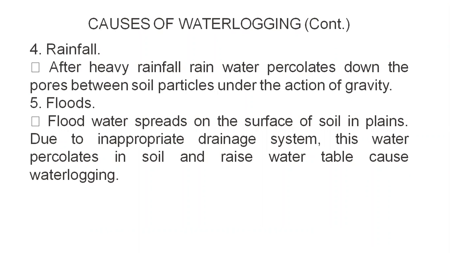Fourth cause is rainfall. You all know that after heavy rainfall, when there is no capacity for the water to be absorbed by the soil, it would stand on the surface of the land, and ultimately that would lead to waterlogging in that region. And then flooding. Obviously flood water spreads on the surface of the soil in plains. Due to an inappropriate drainage system, this water percolates into the soil, raises the water table and causes waterlogging.